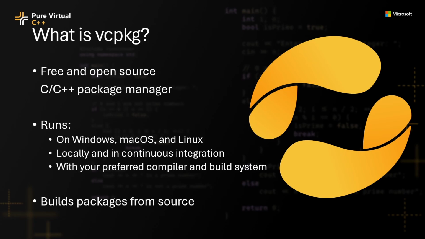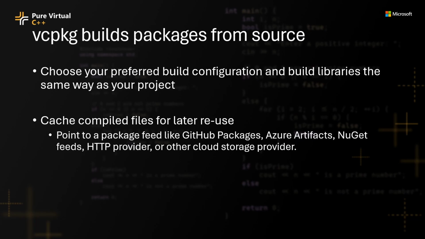vcpkg is supported on Windows, macOS, and Linux, and can run on your local machine or your preferred continuous integration environment. You can also use it with your preferred compiler or build system, as vcpkg is designed to be as flexible as possible. It also builds packages from source, meaning you can choose your preferred build configuration, including platform, architecture, and compiler flags, so that it matches your development environment.